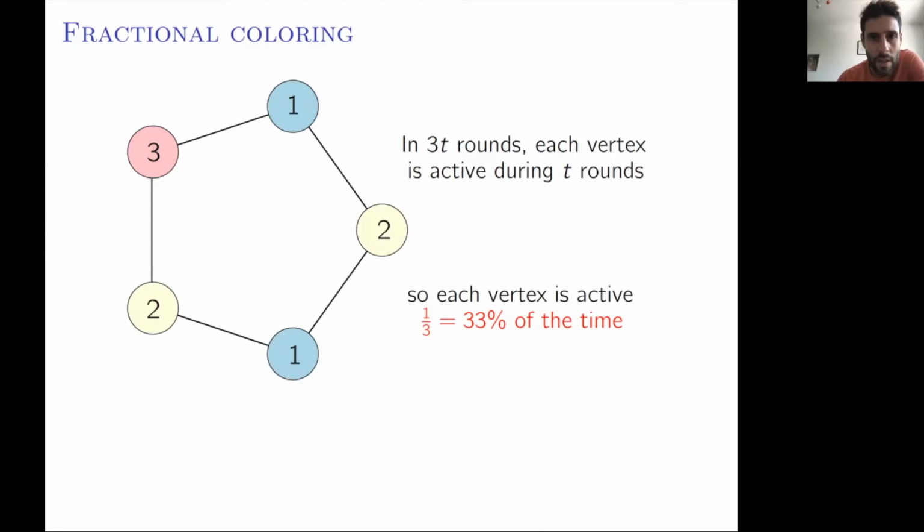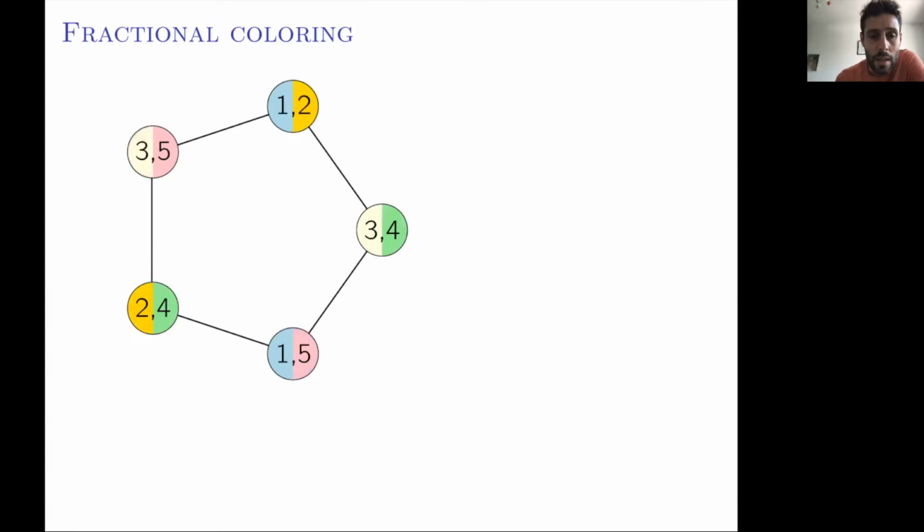So can you find a different scheduling such that vertices are active a larger fraction of the time? And actually you can improve on this 1/3 bound by using the following idea. Instead of assigning a single color to each vertex, you assign them 2 colors, 2 colors among colors 1, 2, 3, 4, 5. So here's what you can do. Each vertex has 2 colors. And again, you can check that each color class is an independent set, which is the same thing as saying that 2 adjacent vertices have disjoint sets of colors.